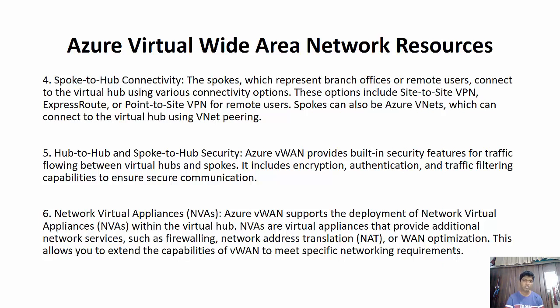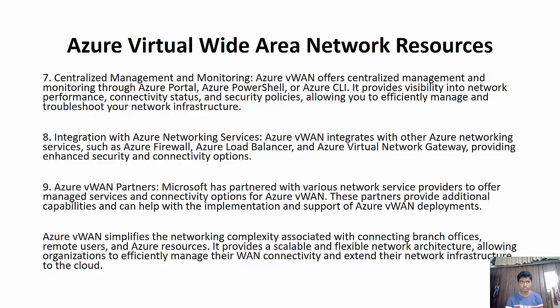Number 6, network virtual appliances. Azure vWAN supports deployment of network virtual appliances within the virtual hub. NVAs are virtual appliances that provide additional network services. These services include firewall, network address translation, WAN optimization, and so on. This allows you to extend capabilities of vWAN to meet specific network requirements.